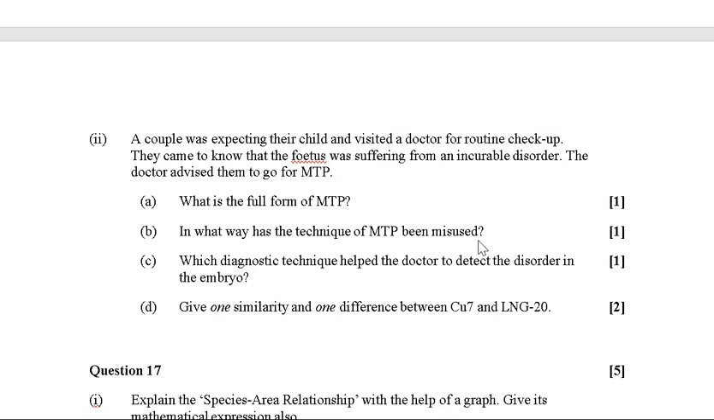Next, give one similarity and one difference between CU7, okay, CU7 and LNG20. So, what is the similarity? Similarity is that both are IUDs, both are intrauterine devices. Okay, this is the similarity. Now, we need to write one difference also.